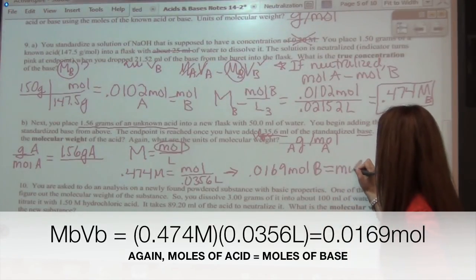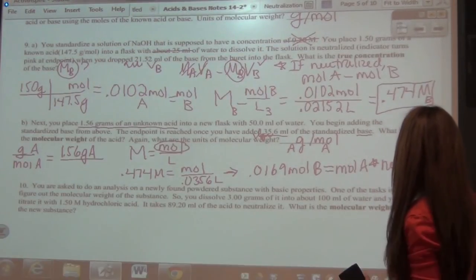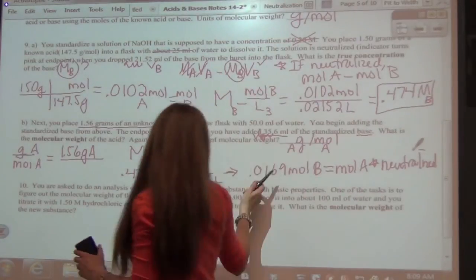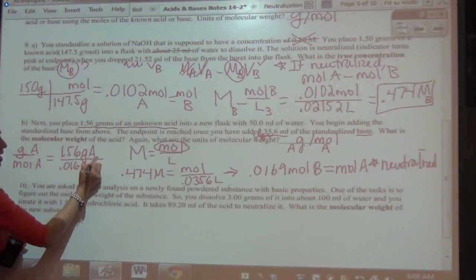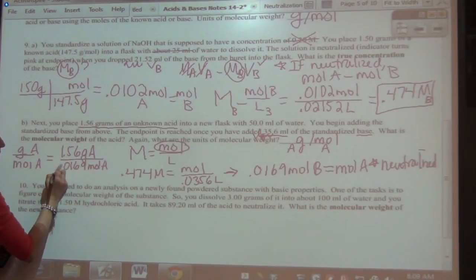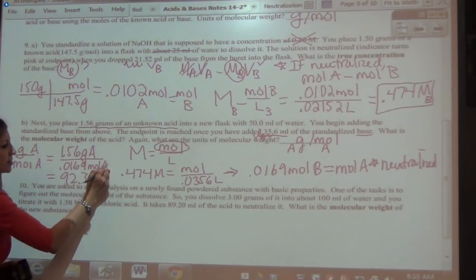But it's also equal to the moles of the acid, again, because it's neutralized. So now I'm going to take that number, and that goes right here: 0.0169 moles of acid, and 1.56 divided by the 0.0169? 92.3. Awesome. Grams per mole.